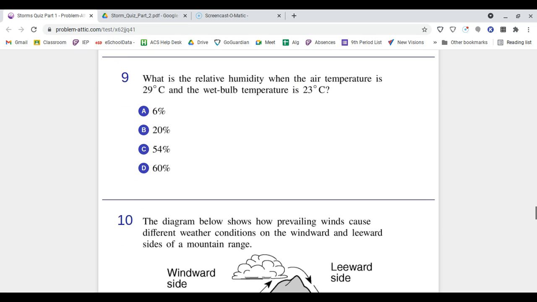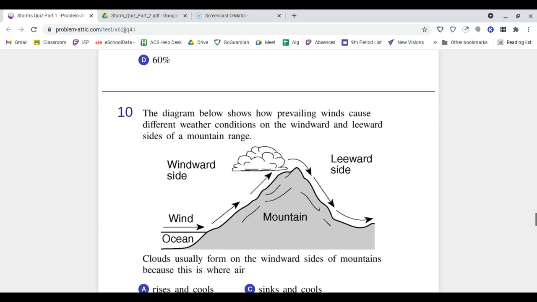Are you good? Okay, number 10. This was something on his notes. I remember him talking about this. The diagram below shows how prevailing winds cause different weather conditions on the windward and leeward side of a mountain range.